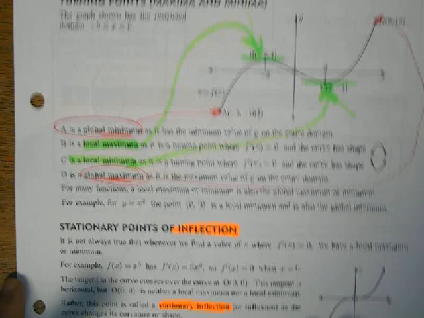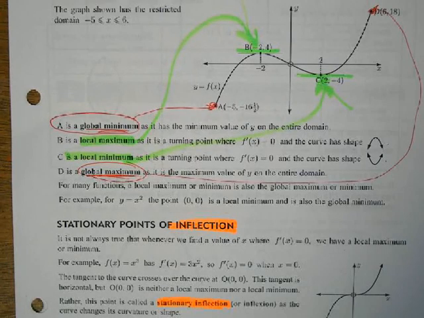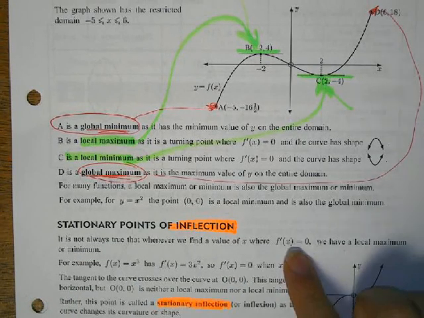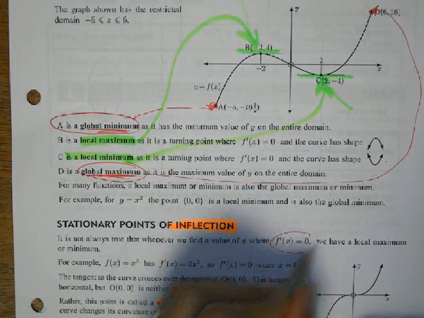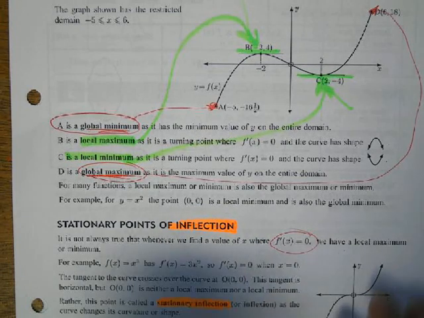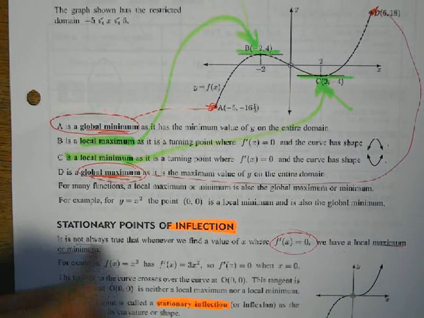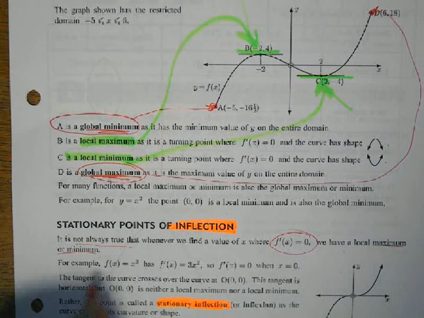Okay. Now we're going to talk about stationary inflection points. When the first derivative is 0, we either have a local maximum or a local minimum. Usually. Usually. Because in some examples, that's not true, like it says here.